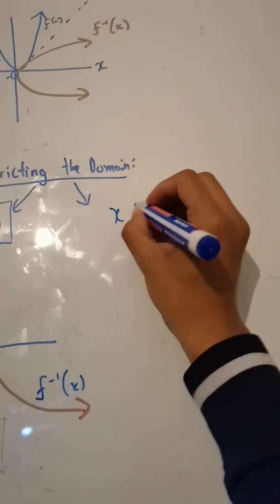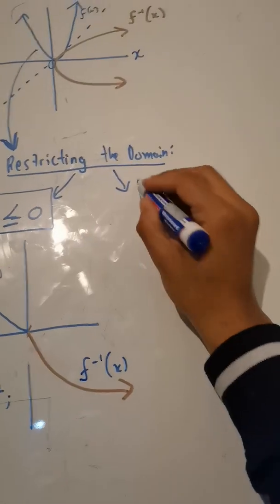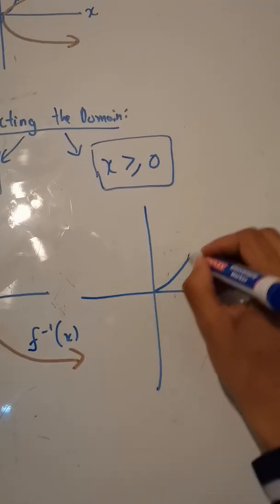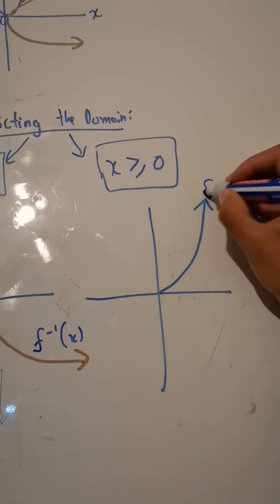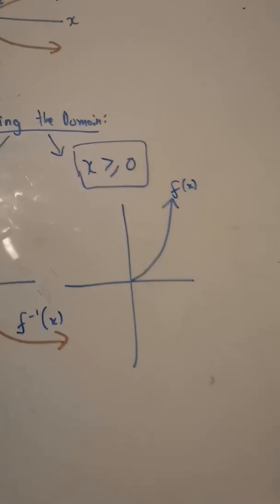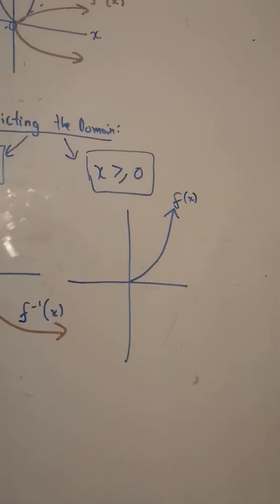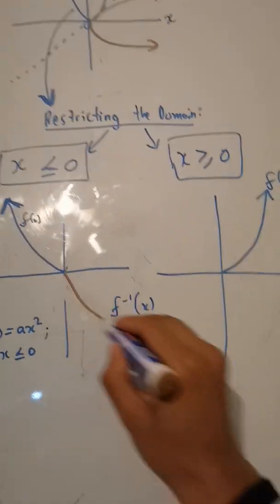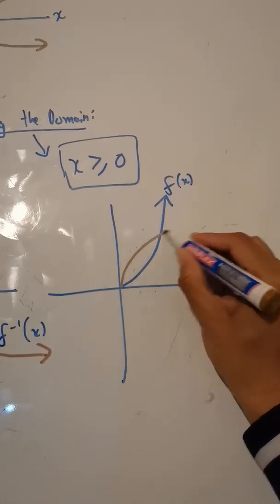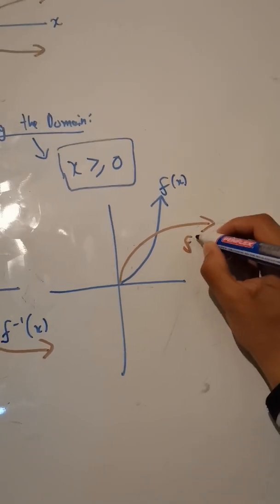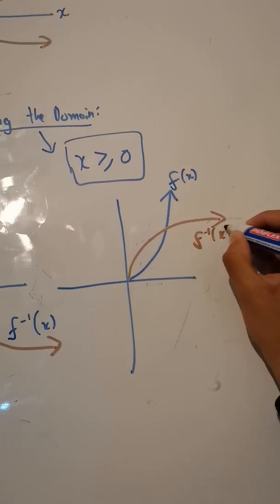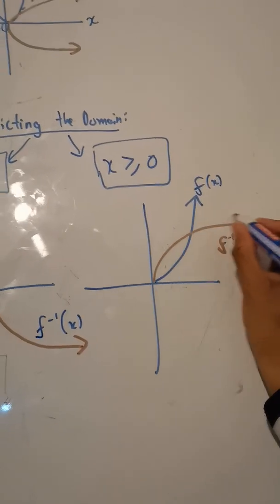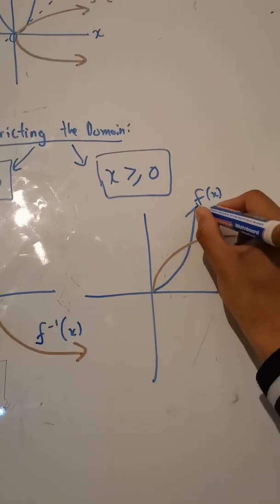Then if we restrict the domain to x is more than or equal to 0, meaning if we only take our right arm of f of x into account, and you want to draw the inverse, it is going to be the opposite of that, which is that. And that is basically how to draw or identify the inverse of that arm.